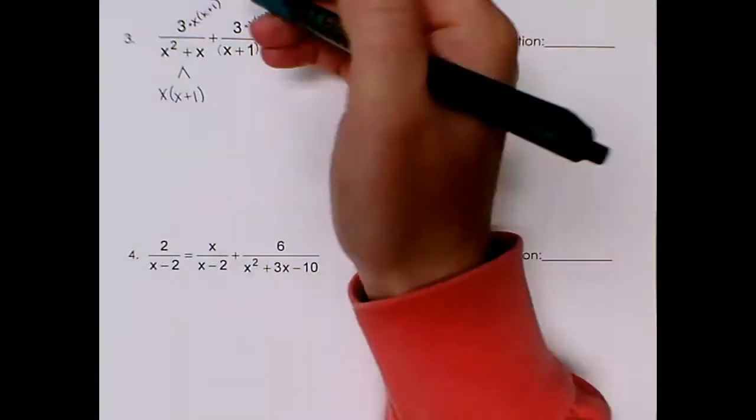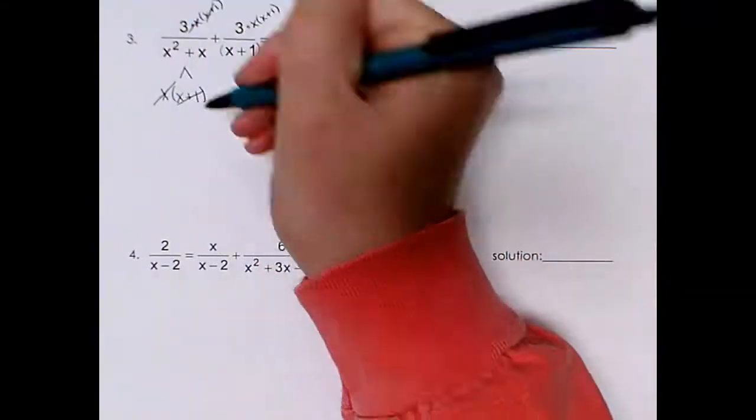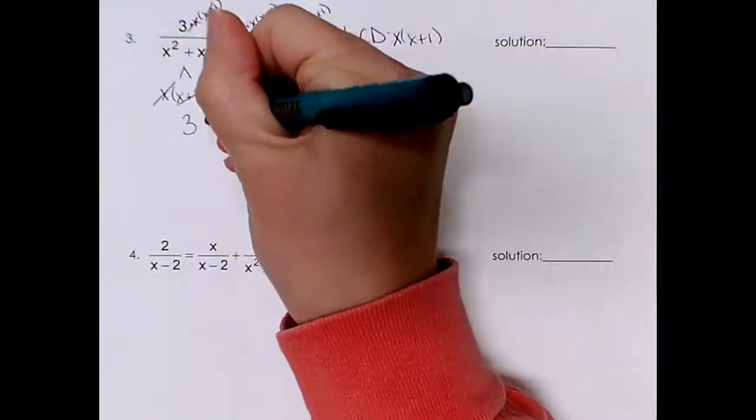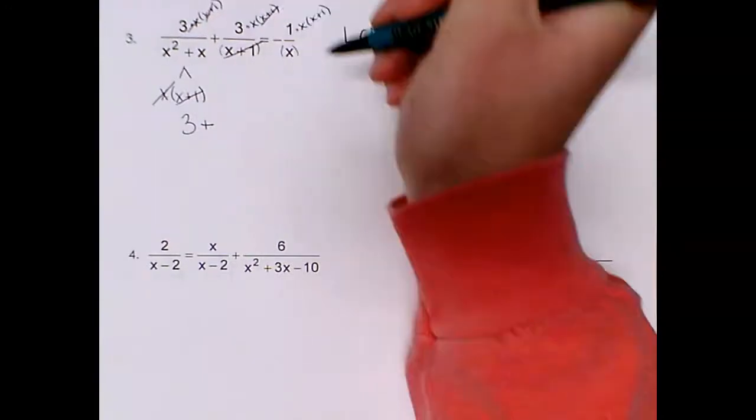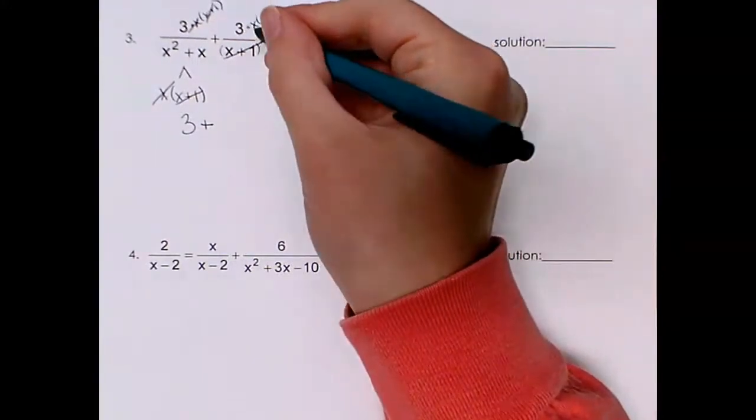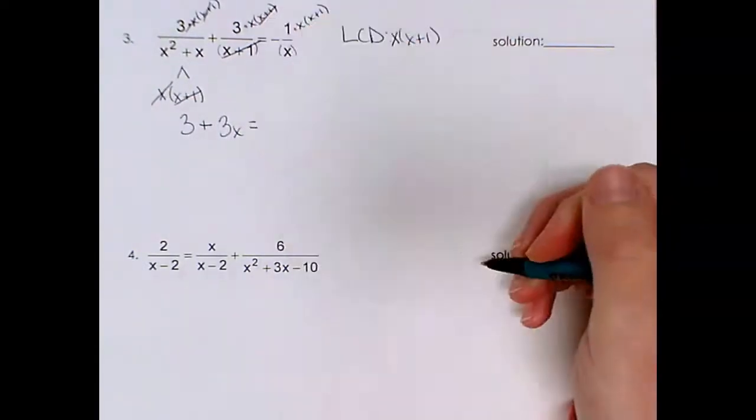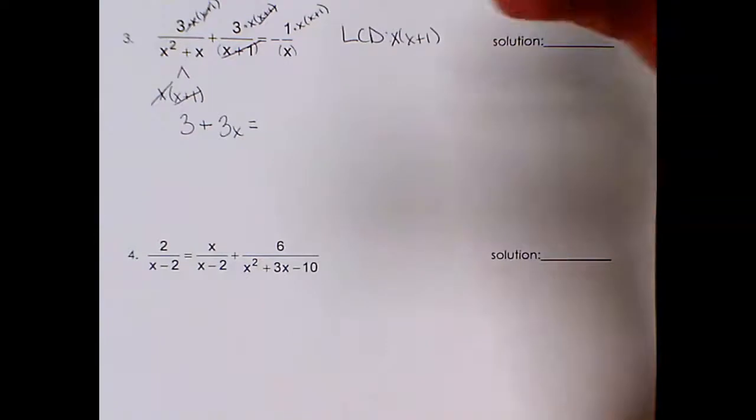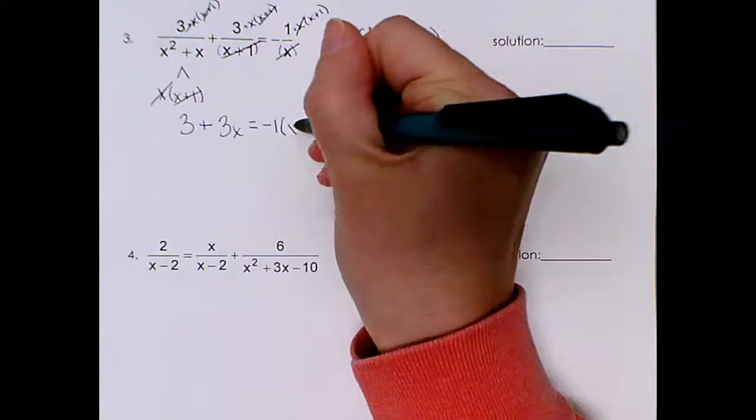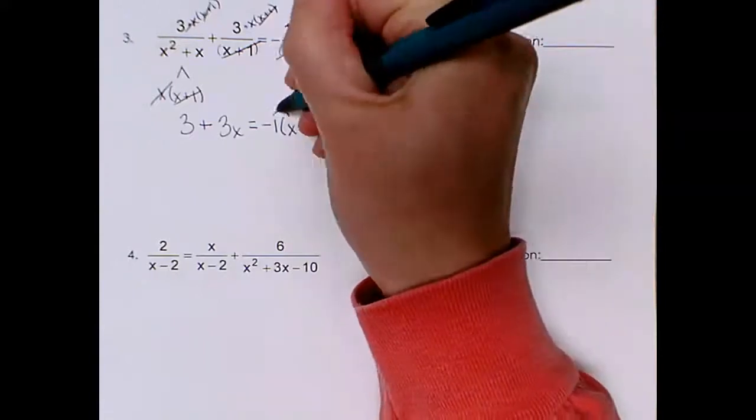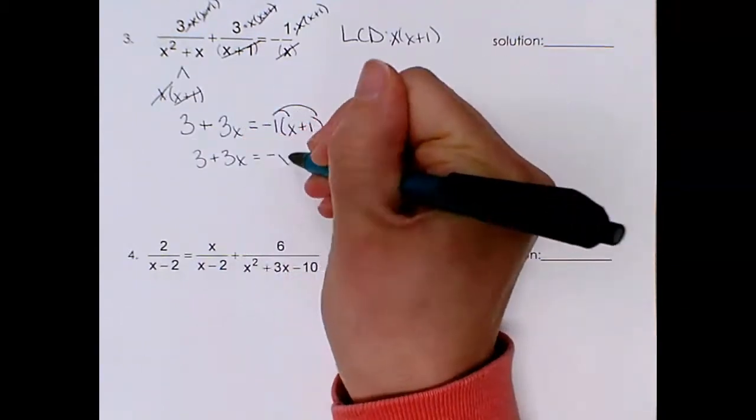So in the first rational expression, the x's will get canceled, the x plus 1's will get canceled, and all that remains is the 3. In the second rational expression, the x plus 1's will get canceled, and all that remains is the 3 times x, equals. In the last rational expression, the x's will get canceled, and all that remains is the -1 times the x plus 1. Now I know that I should distribute, so this should be 3 plus 3x equals -x minus 1.